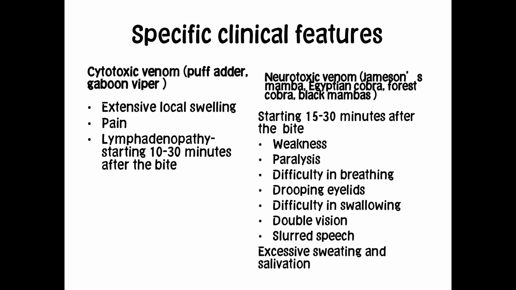And the neurotoxic venom, that is the one which is produced by Jameson's mamba, Egyptian cobra, forest cobra, and black mambas, starting 15 to 30 minutes after the bite, the patient develops weakness, paralysis, difficulty in breathing, drooping of eyelids, difficulty in swallowing, double vision, slurred speech, excessive sweating, and salivation. You observe that all these are features of neuropathies or neurotoxicity.